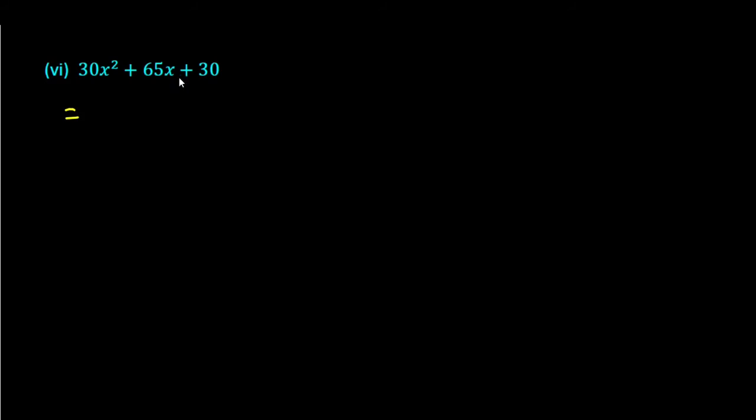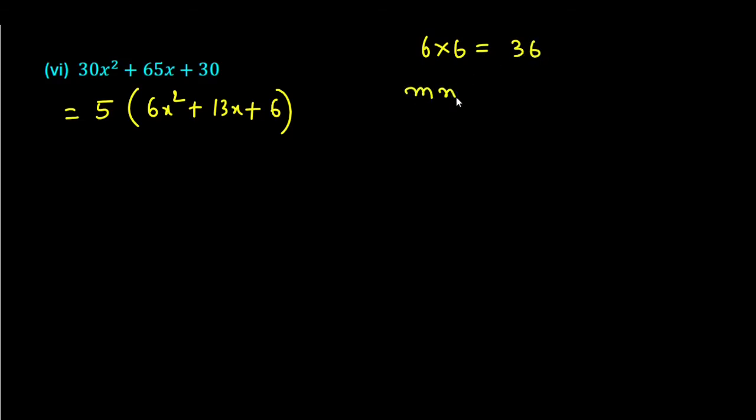Here we can take 5 as a common factor. So 5 into (6x² + 13x + 6). Now we factorize this one. So 6 into 6 is 36. So we have to find factors of 36 whose sum is 13. m + n should be 13.